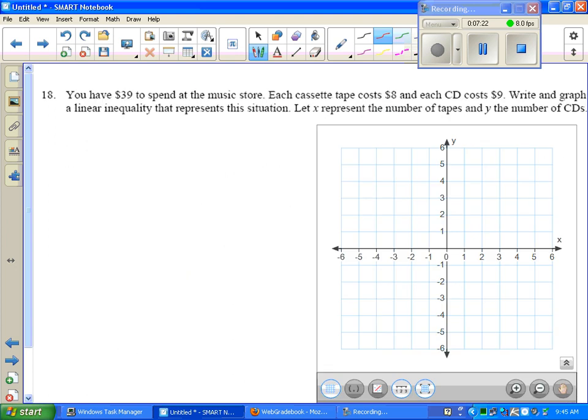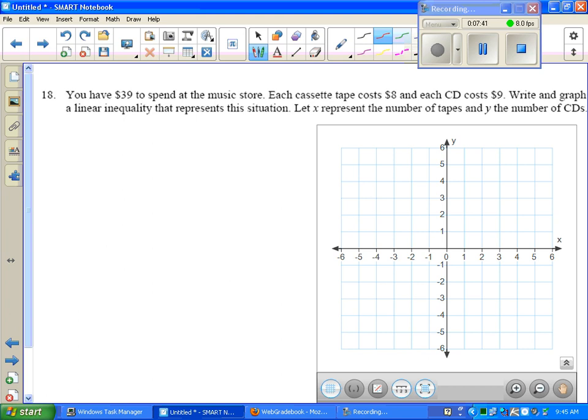Number 18 says you have $39 to spend at the music store. Each tape costs $8 and each CD costs $9. I don't think y'all even know what a cassette tape is anymore. Y'all might have only seen one in pictures. Write and graph a linear inequality that represents the situation.